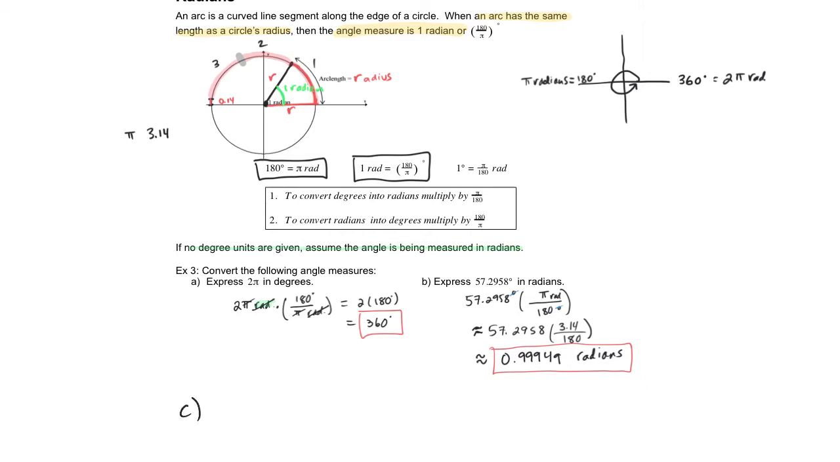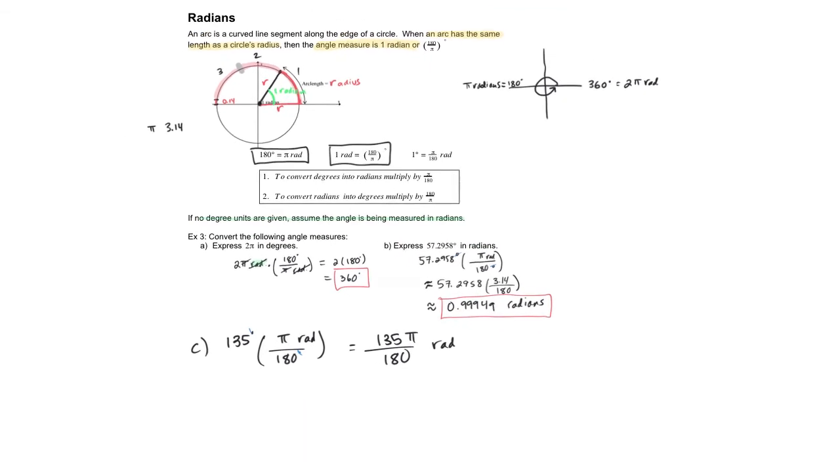Let's say that we wanted to convert 135 degrees to radians. Okay, so I want my degrees to cancel. That's the same thing as pi radians. My degrees cancel. And so then I'm going to have 135 times pi over 180, and those are radians.